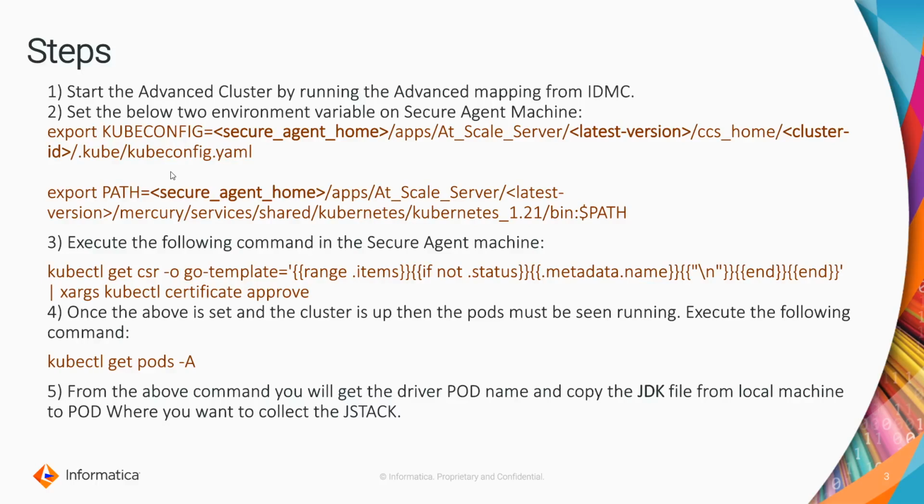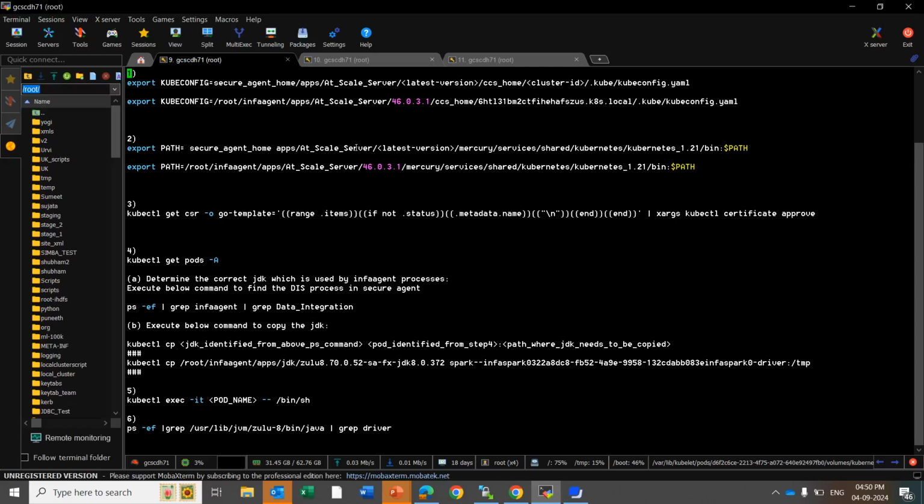Now once the advanced cluster comes up and is in running state, you need to set these two environment variables in the secure agent machine. The first environment variable is kubeconfig and the second one is kubepath. In this kubeconfig environment variable, you need to update the path for the secure agent home, update the ATSQL server latest version and the cluster ID.